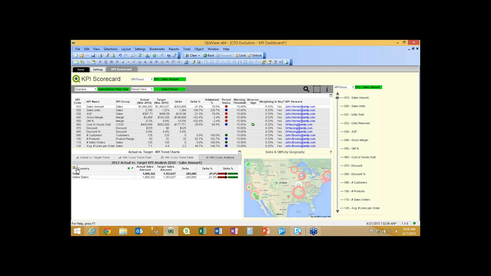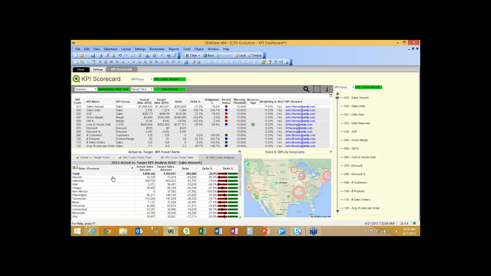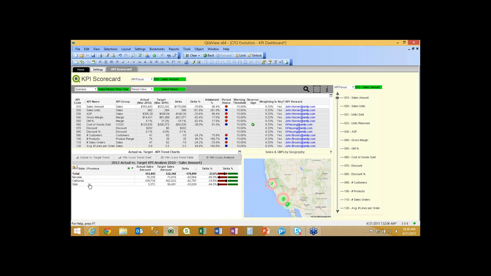Now we're looking at the same kind of analysis for the United States, and we can look at that from a state-province perspective. So perhaps we want to look at which states were not performing there. So we might want to pick on the top three here, Nevada, California, and Utah. They seem to contribute an awful lot of the deficit. So let's look at those particular states.